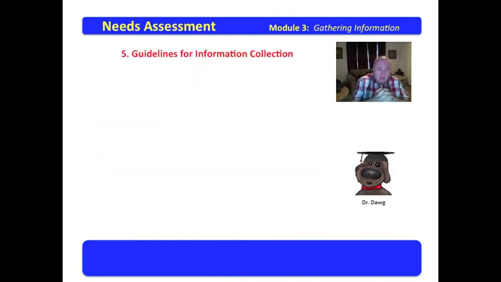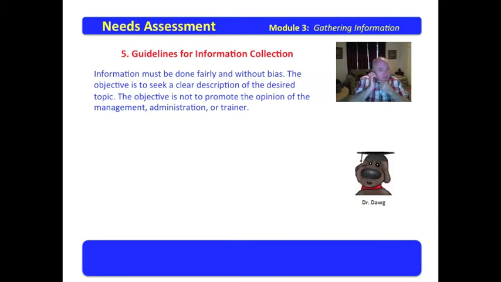And I like to use that one thing could be done too, blah, blah, blah. Now we're going to do some guidelines for information collection. Information must be done fairly and without bias. The objective is to seek a clear description of the desired topic. The objective is not to promote the opinion of the management, administration, or trainer.